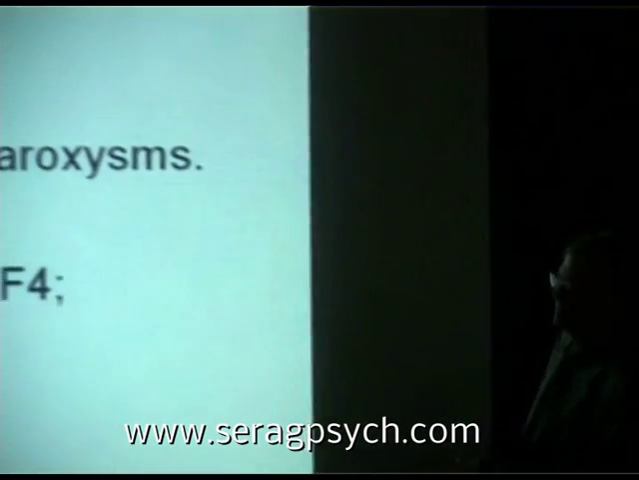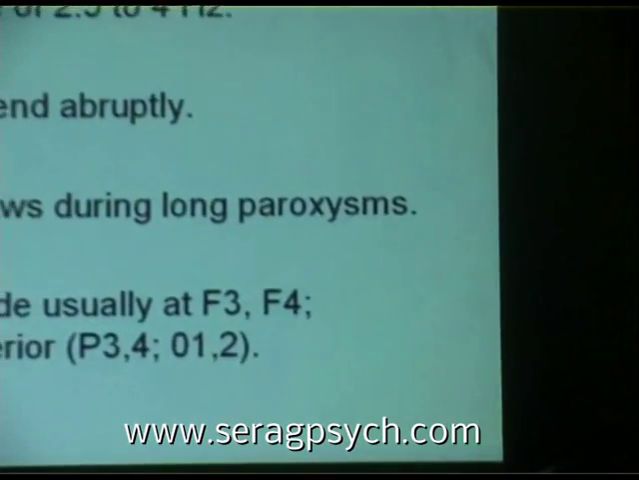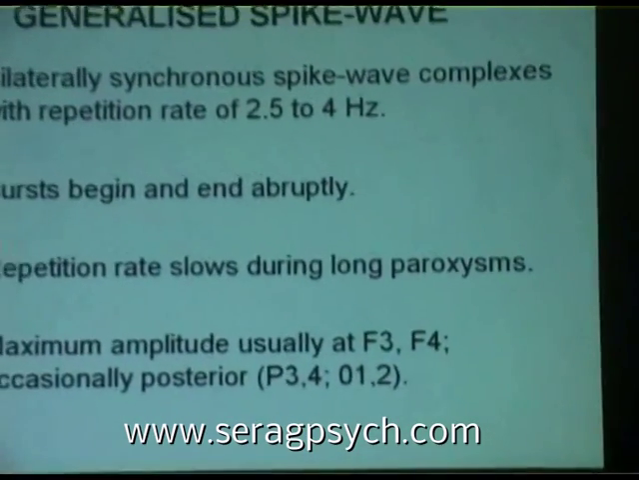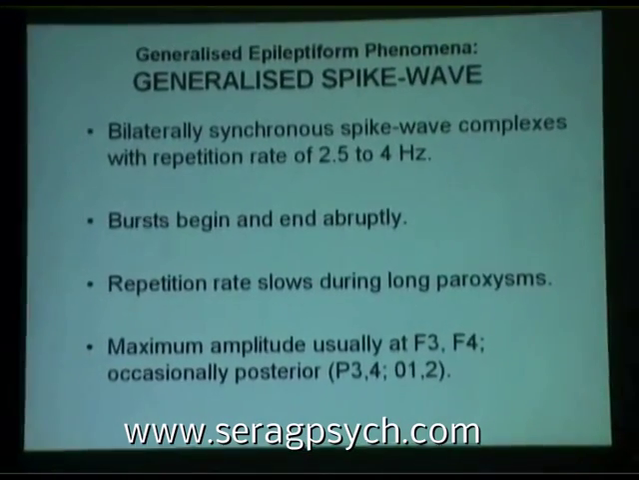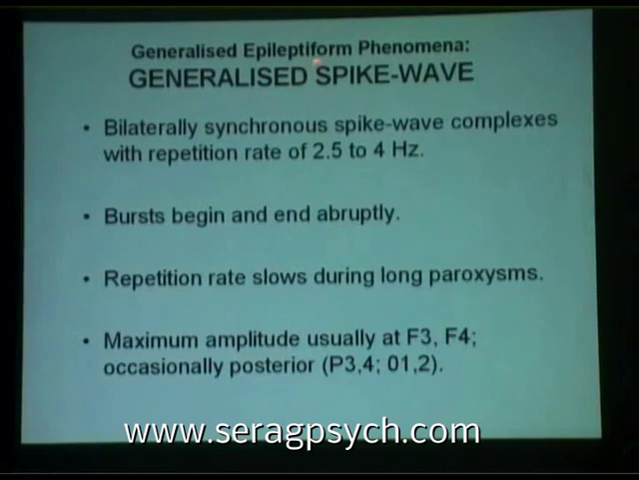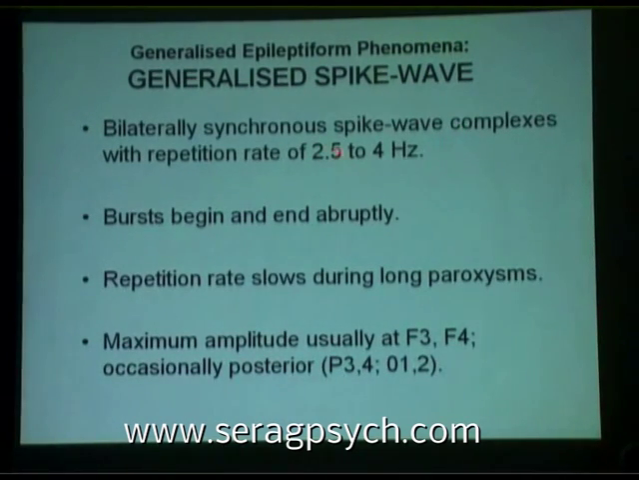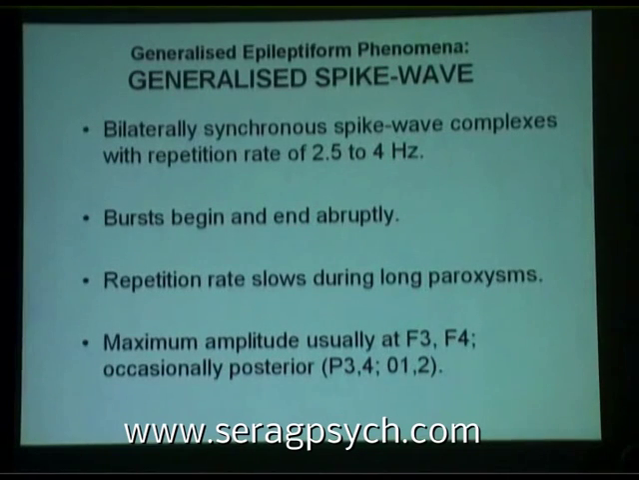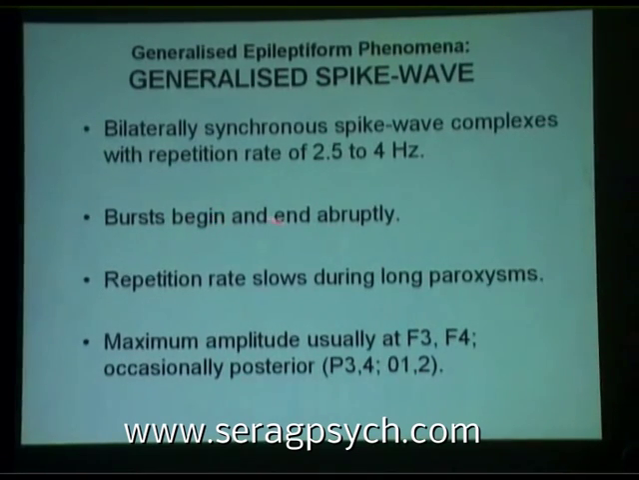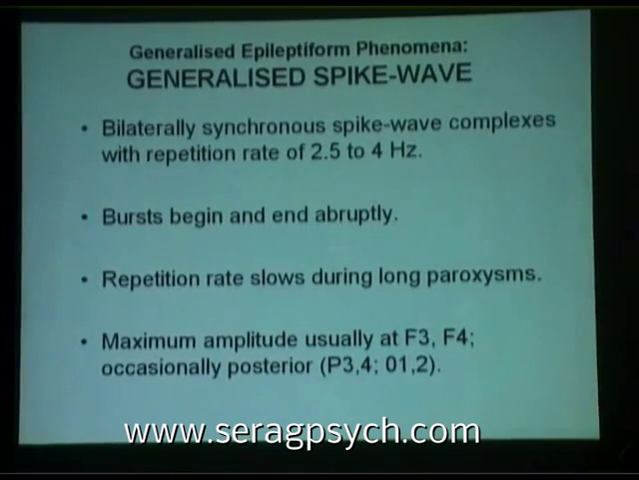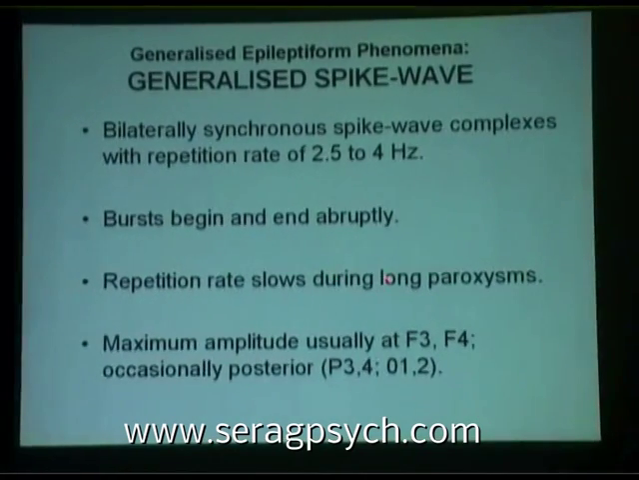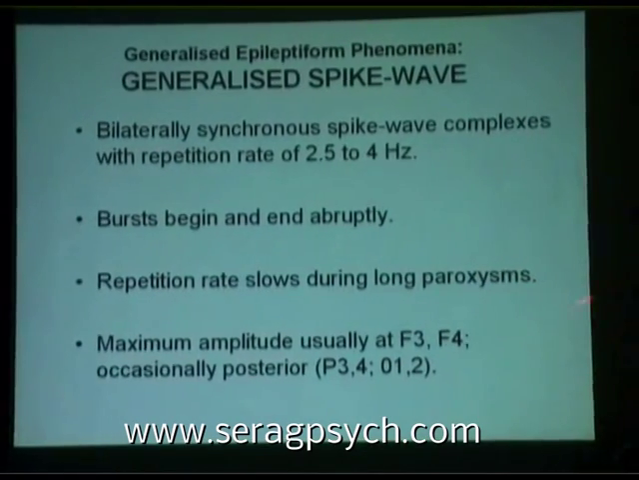You've seen some of these slides before, but just to emphasize some of the more specific aspects of them. We're going from focal now to generalized epileptiform phenomena. The most common of these is generalized spike wave discharges with a repetition rate from 2.5 to 4 hertz. These bursts start and end abruptly. I've shown you that before. And don't forget, the repetition rate can slow as it goes on.